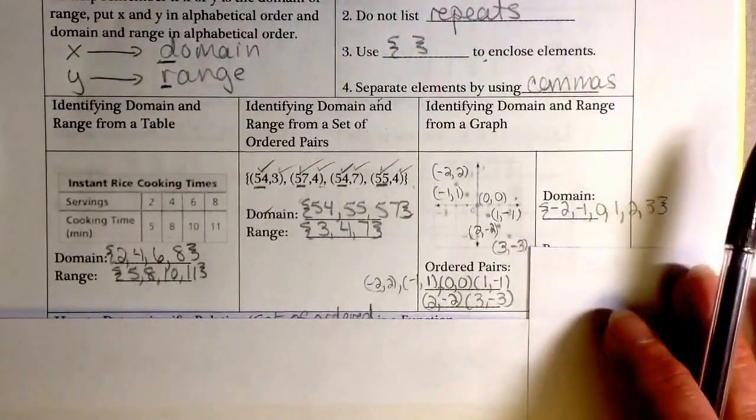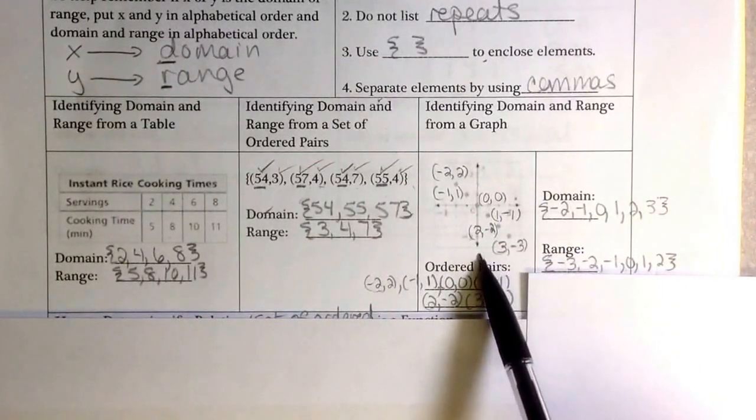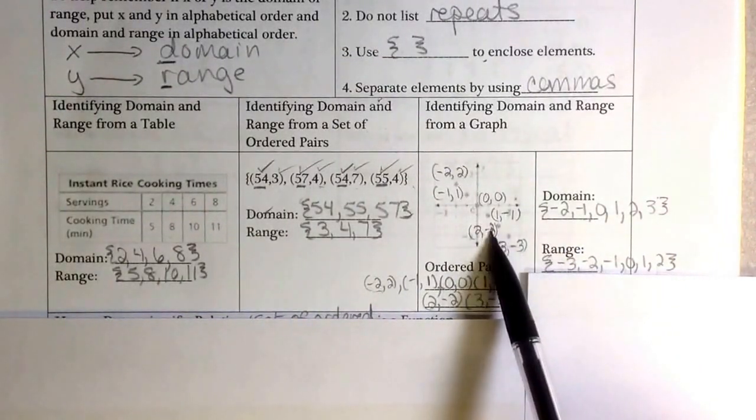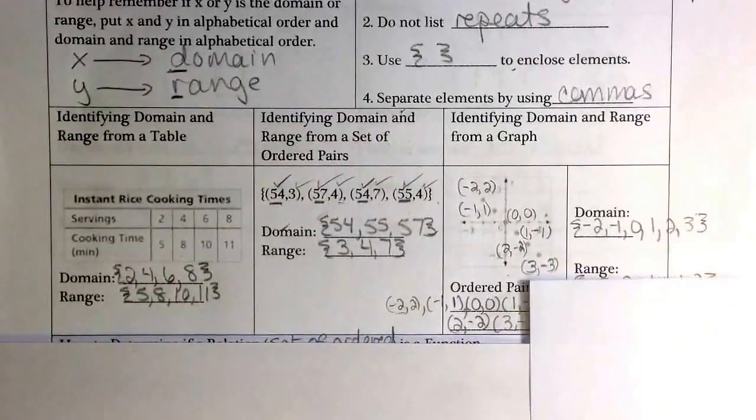If we're listing the range, then we need to start with the lowest value, so we need to start down here, and that would be -3, -2, -1, 0, 1, and 2. So there is your range.